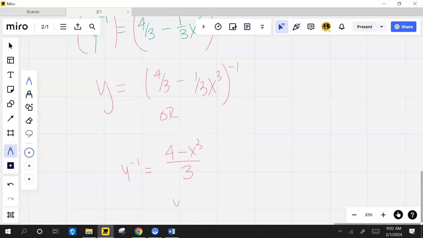And then if you flip it, it becomes 3 over 4 minus x cubed. I raised both sides to the -1. But if you raise it to the next one, that 1 over 1. I would just leave it.